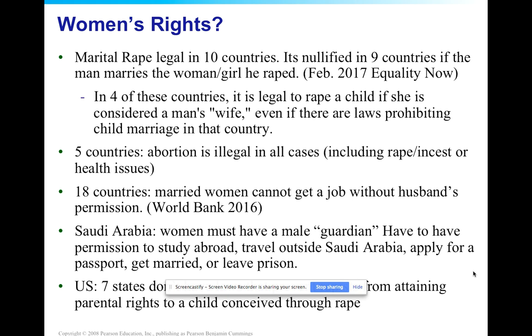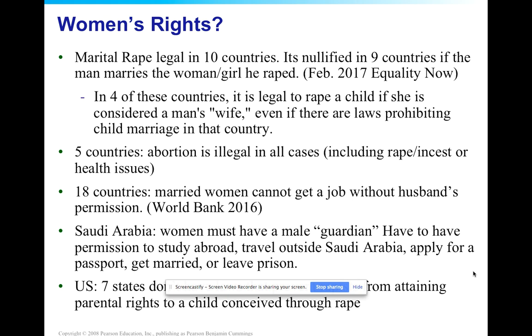In 4 of these countries, it's legal to rape a child if she is considered the man's wife, even if it's illegal to actually have child marriage in that country. In 5 countries, abortion is illegal in all cases, including the health issues of the mother or rape or incest. So if doctors tell her she's definitely going to die if the pregnancy continues, there's no option but to continue that pregnancy.